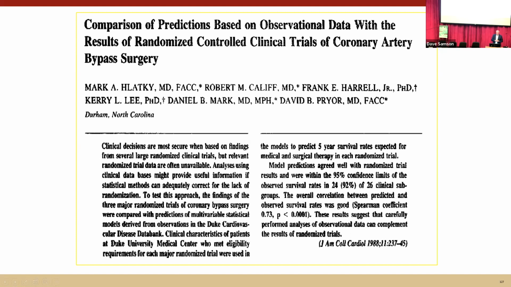And this was a paper typical of what was produced at Duke in the 70s and 80s, where they were really, like you, trying to figure out, how do you use non-randomized data to gain causal inference, to understand how you might apply some of these new therapies, bypass surgery, coronary intervention, what was going to be best. And I just call your attention to the last paragraph where they say these results suggest that carefully performed analysis of observational data can complement the results of clinical trials.